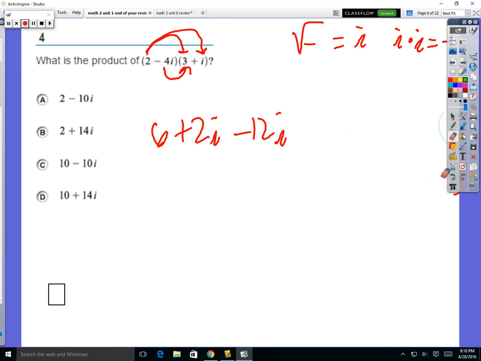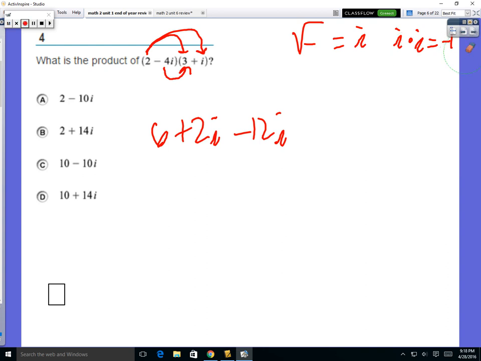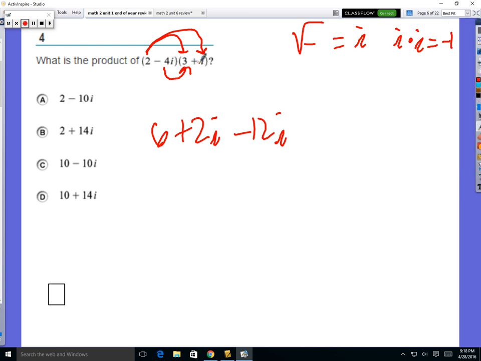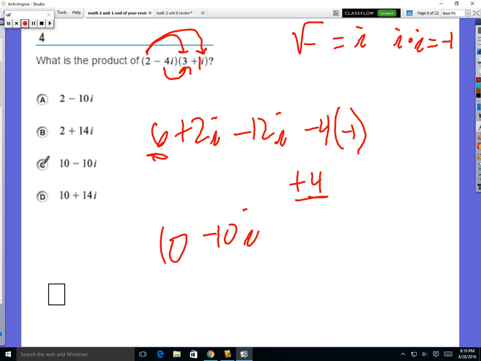But with imaginaries, every time you times 2 imaginaries, they give you negative 1. So negative 4 times 1 is a negative 4, and i times i is a negative 1, and a negative 4 times a negative 1 is a positive 4. Positive 4 plus 6, and that's 10. And this plus, and that's a minus 10i, so we're going to go C.